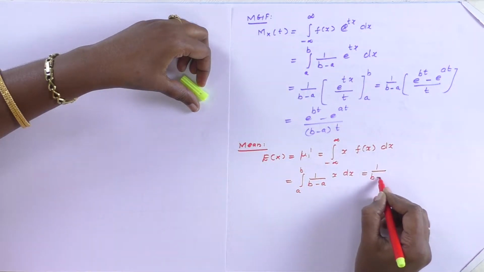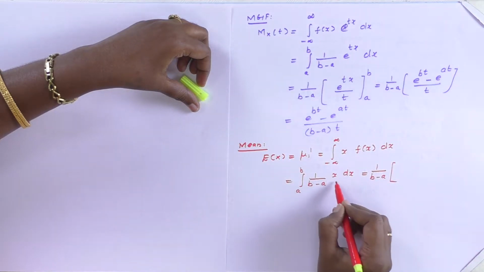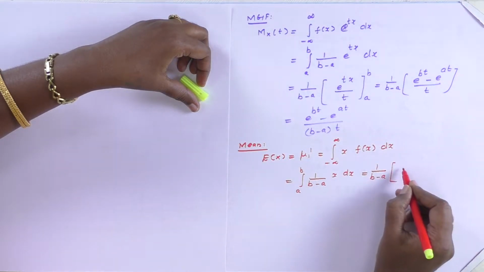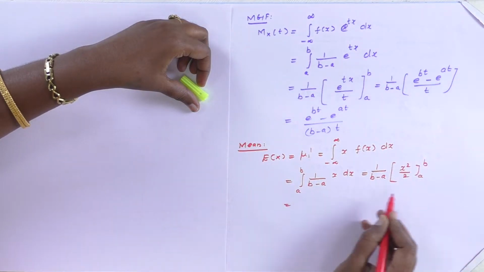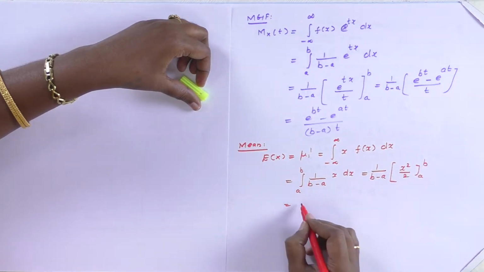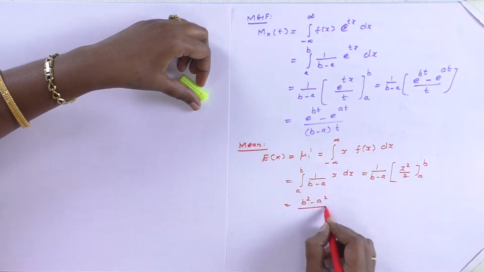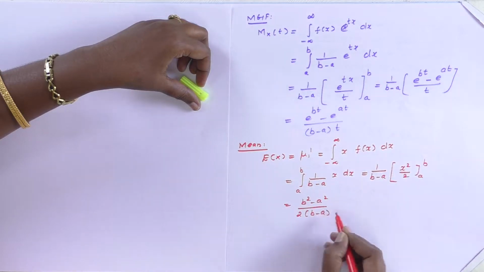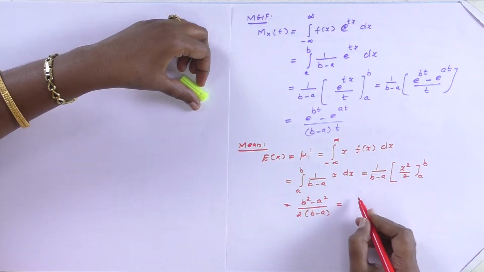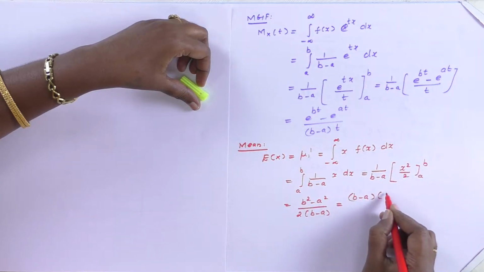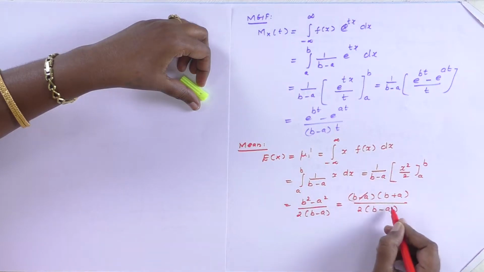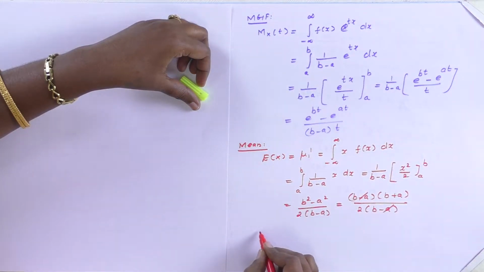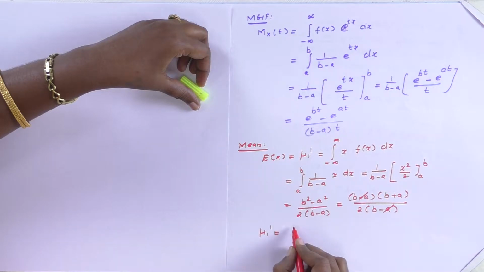1 divided by b minus a is constant, you take it outside. Next, taking integration of x, we get x square by 2. Limit varies from a to b. Now, substitute the upper limit minus lower limit value for x: b square minus a square divided by 2 times b minus a. b square minus a square can be written as b minus a into b plus a divided by 2 times b minus a. Now, in the numerator and denominator b minus a will get cancelled. Therefore our mean mu 1 dash is equal to a plus b by 2 or b plus a by 2.